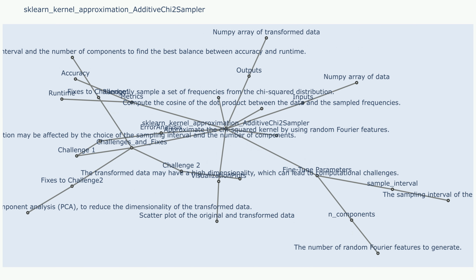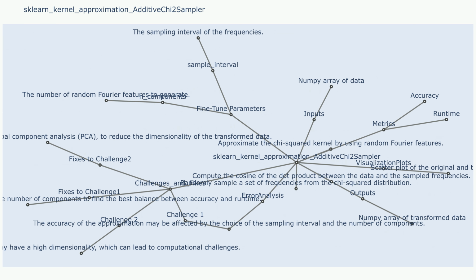The additive Chi2 sampler approximates the chi-squared kernel by using a sum of random Fourier features, where each feature is generated by sampling from a distribution related to the chi-squared distribution.